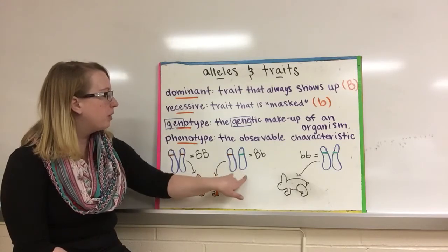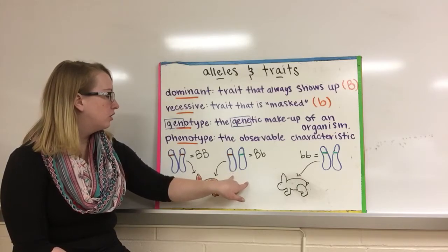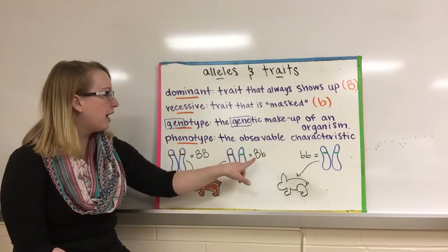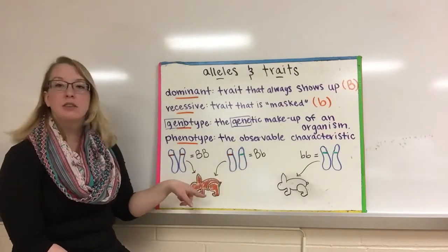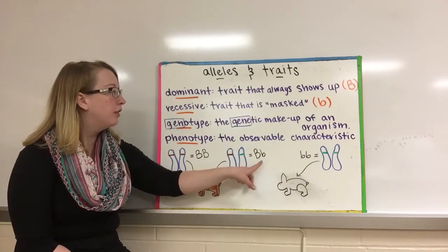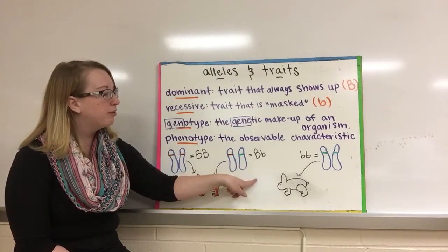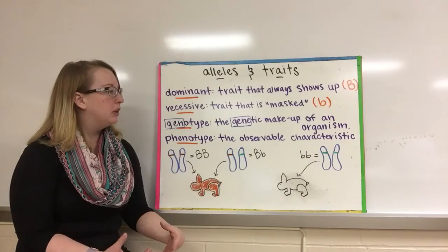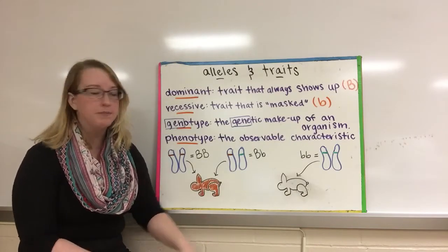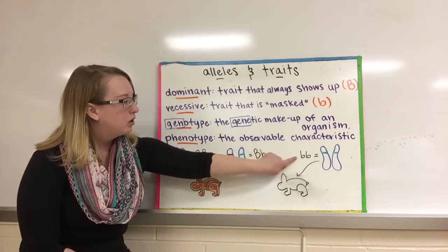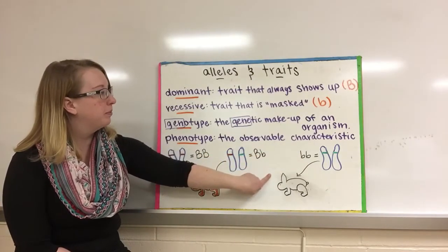And then here we have a heterozygous trait, but since that dominant trait is present, that rabbit is going to have brown fur, even though there is a recessive gene in there. Now, to get white fur, the animal would need to have no dominant trait present. So homozygous recessive would lead to white fur.